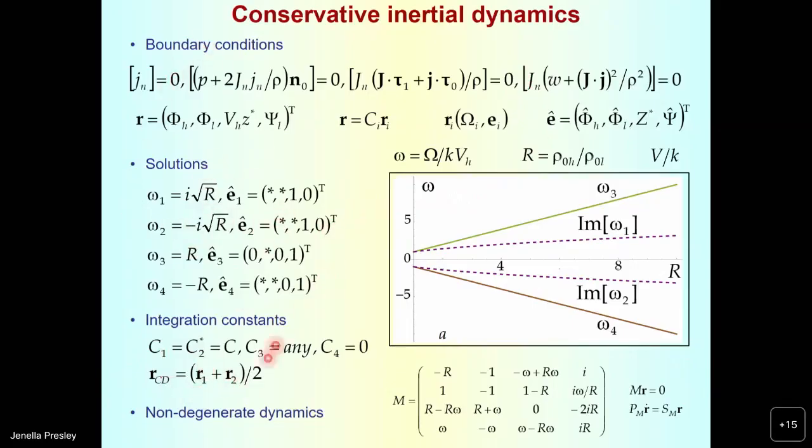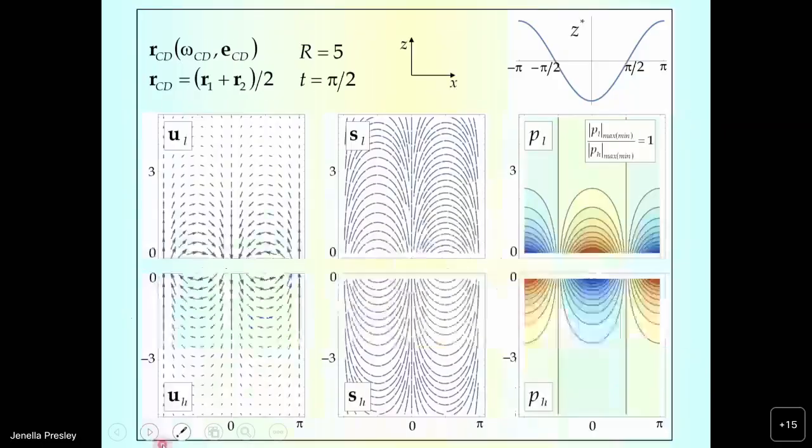of these two solutions. So for our dynamics, because we have four fundamental solutions, four independent variables, we have a non-degenerate dynamics, and this can be seen from the structure of this matrix here. This is how the solution looks like. So this is the perturbed flow field, the perturbed streamlines, and this is the pressure.